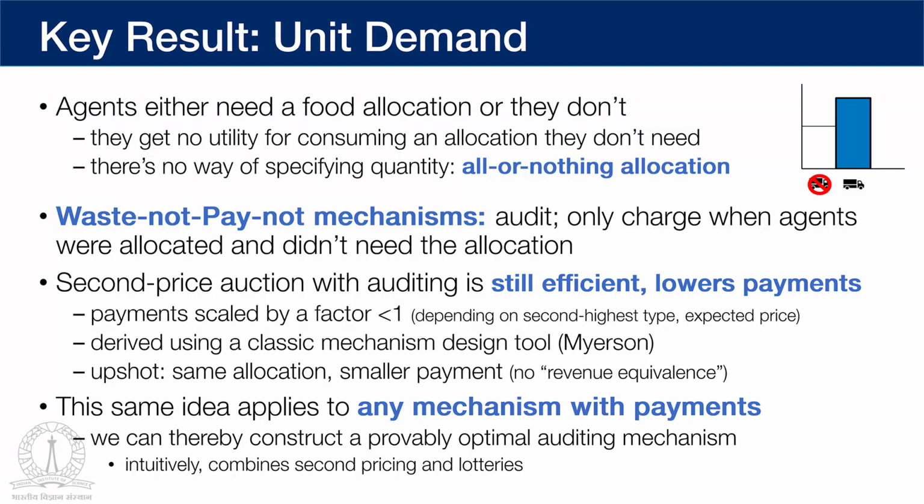Did you have something to say? Yeah. Second price auction is efficient in the utility sense. No, I mean it's efficient in the welfare maximizing sense, and that's why it's not optimal.